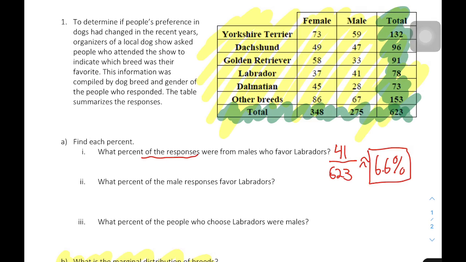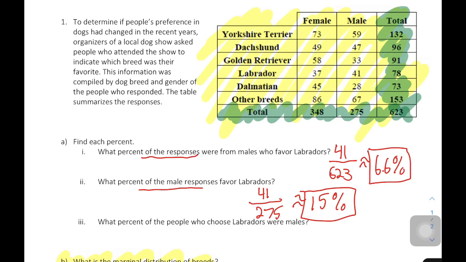Number 2, what percent of the male responses favor Labradors? So of the male responses, that tells you that we're looking at the denominator being the male responses. So how many male responses do we have total? We had 275. And of these 275, how many favored Labradors? Well, 41 did. And this fraction gives you a percent of about 15.